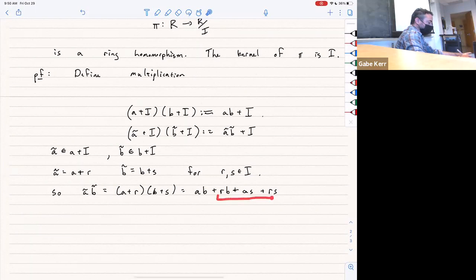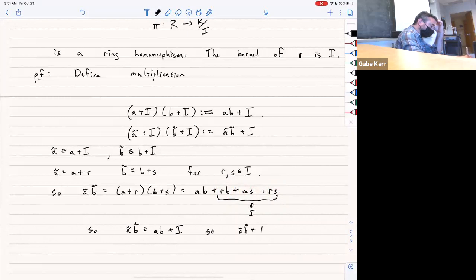All right, but now you notice something. What about this guy? Where is this? Yeah, it's in I, right? We have r in I, so any multiple of r is in I. This is in I, this is in I. s is in I, so a multiple of s is in I. And I is a group under addition, so I can take their sum. So this whole thing is in I. Good. But that means that they're in the same coset, right? That means that a tilde b tilde is an element of ab plus I. So a tilde b tilde plus I and ab plus I are the same left coset.